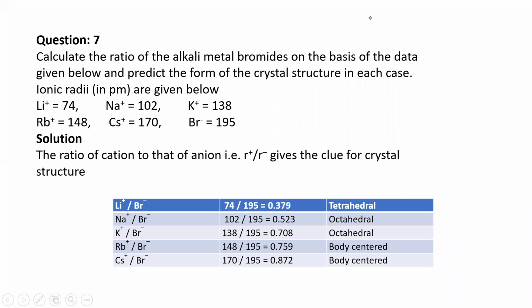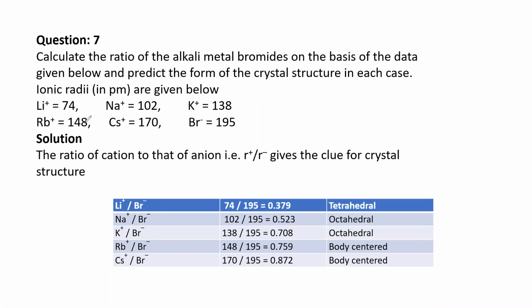Next, question number 7. This table is very, very important. As I told you, by seeing the radius ratio of cations and anions, we can say what the shape of the crystal might be. Calculate the radius ratio of alkali metal bromides on the basis of data given below and predict the form of the crystal structure in each case. Ionic radii are given in picometers for lithium, sodium, potassium, rubidium, cesium, and bromine. So lithium bromide, sodium bromide, potassium bromide, rubidium bromide, and cesium bromide you are supposed to find out.